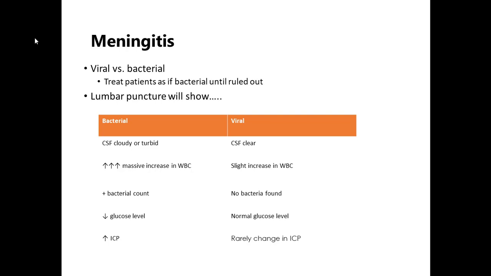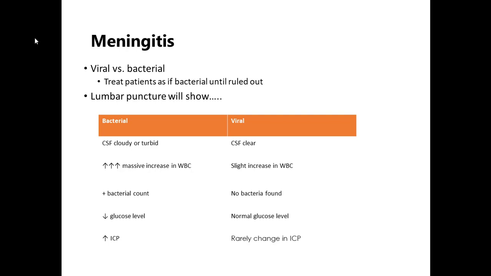So when they have their lumbar puncture, that CSF for a bacterial will be cloudy, turbid. With a viral meningitis, it's going to be clear. Like I said, there's going to be a huge increase in white blood cells for bacterial and only a slight increase for viral. You're going to see bacteria counts positive, obviously in a bacterial, and negative in the viral.